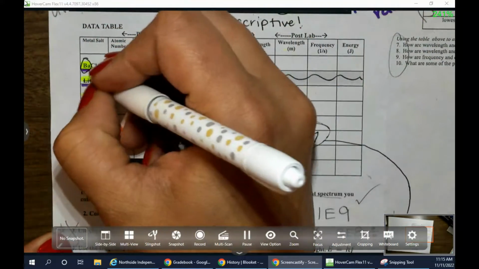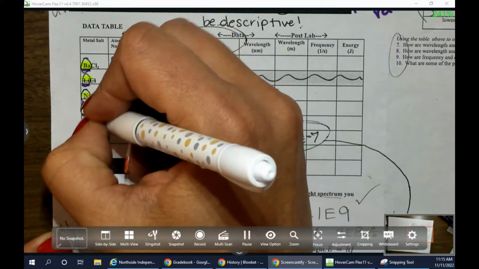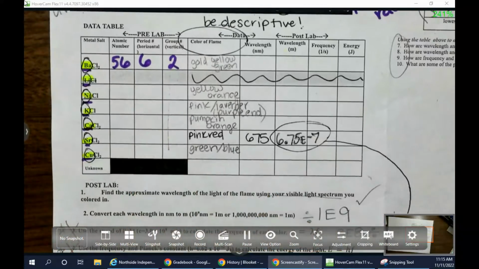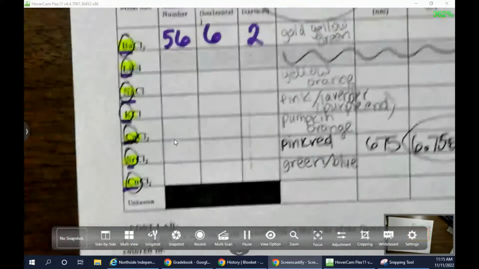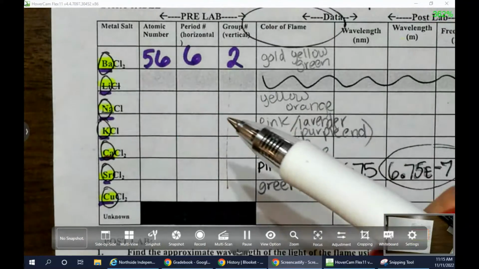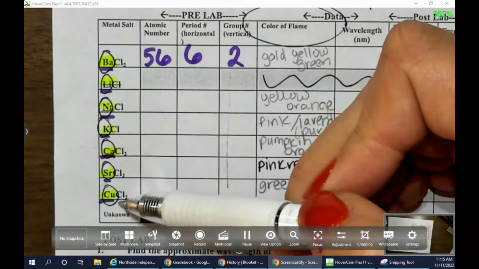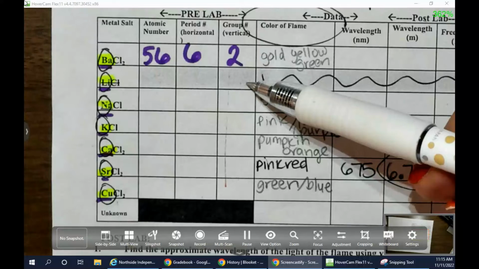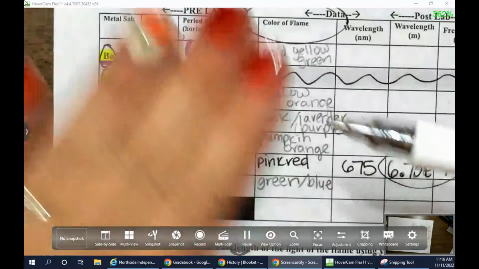You already know that at the stations yesterday, all of these first things were listed. Those were the metals that were being tested. That was the whole point of the lab. We weren't testing the chlorine, we were testing the metals, and that's why the ions were the only thing that I wrote on the tables. So once you had that, you were able to figure out the atomic number, what row it was in, and what column it was in.